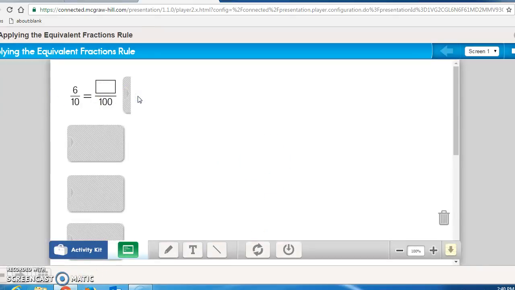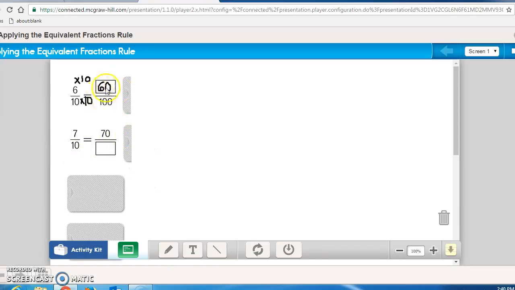All right, so now you're looking at different denominators from 10 to 100. Using what I just showed you, how has 10 become 100? Hopefully you've already figured out, well, I'm going to write times 10. Whatever I do to the bottom, I do to the top, the numerator. So 6 times 10 is 60.